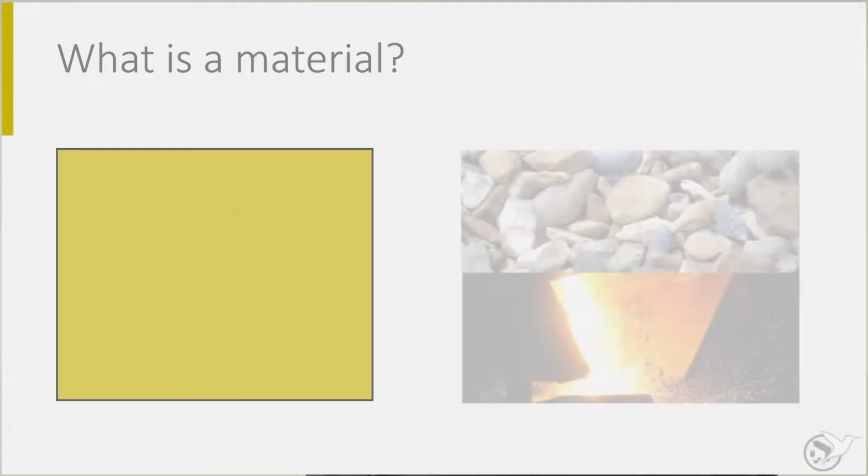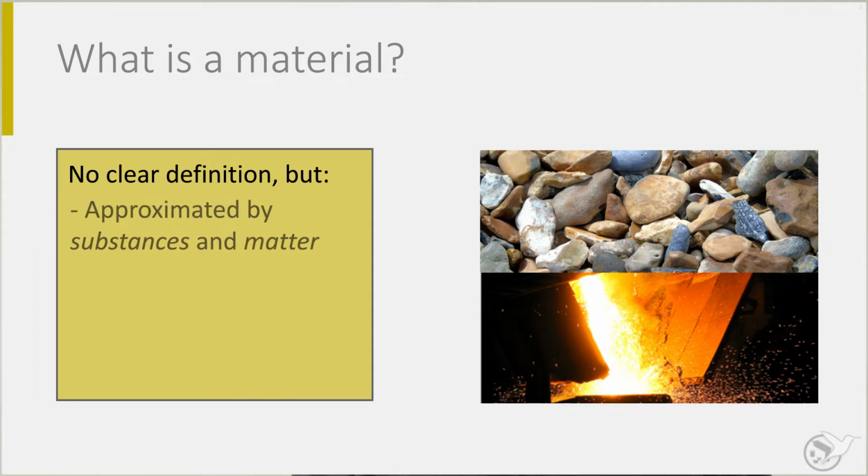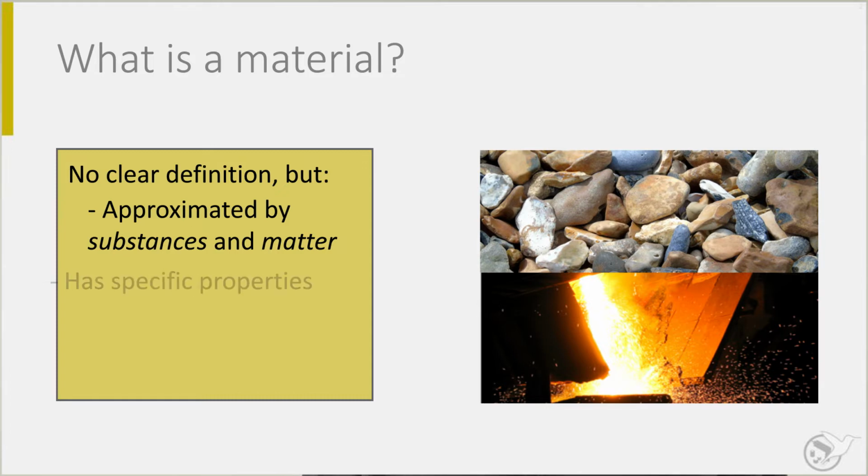It all starts with materials. Everyone more or less understands what a material is, but it is hard to give a clear definition. One definition I often use is: a material is a substance or mixture of substances and is used to make parts or components. Key is that a material has specific properties but not a specific shape.